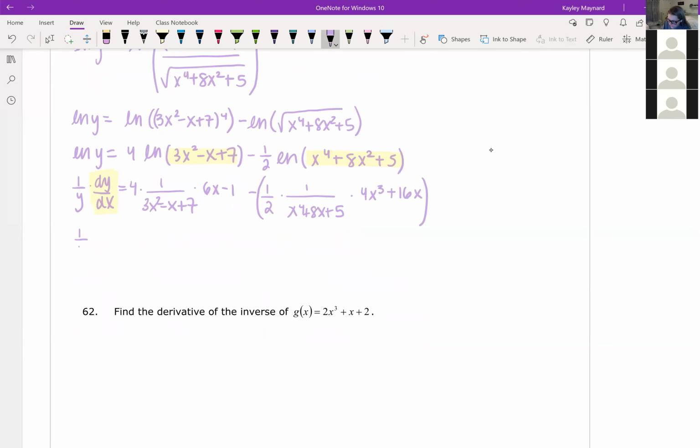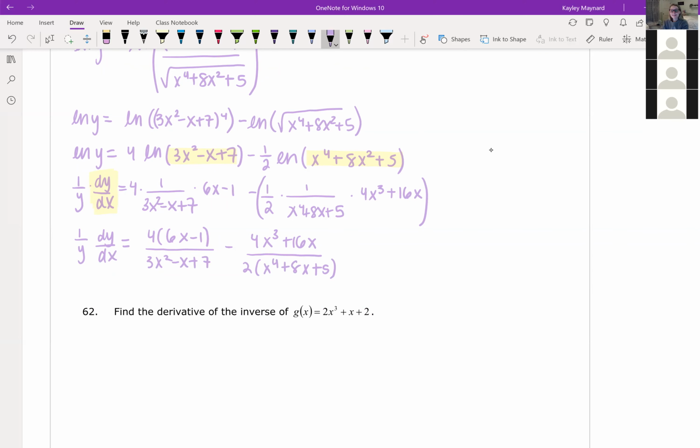So I have 1 over y dy dx is equal to 4 times 6x minus 1 over 3x squared minus x plus 7 minus, and this is 4x cubed plus 16x over 2 times x to the 4th plus 8x plus 5. Okay, so that looks a little nicer at least.